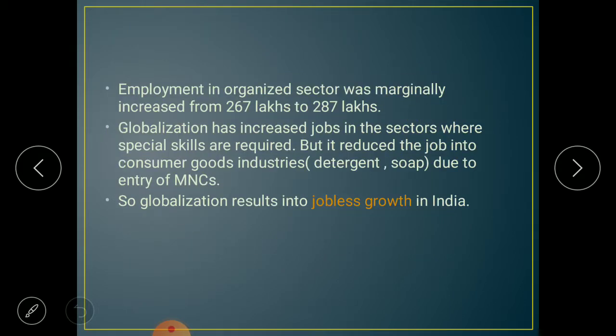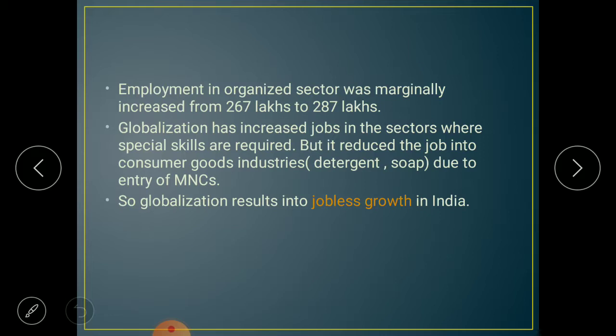Employment in the organized sector marginally increased from 267 lakhs to 287 lakhs. See, there is a marginal increase of only 20 lakhs. So in the organized sector, meaning the sectors which are under the regulation of government, there was no fine increase in employment. It was only a marginal increase of 20 lakhs. No doubt, in the unorganized sector employment increases, but there is no figure for the unorganized sector because they are not registered and they are not under the control of government.